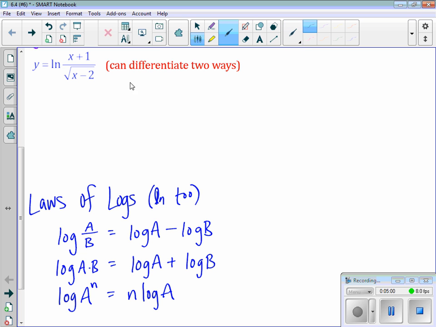So what we can do here, we have natural log of something divided by something. So how can we split that up? Yeah, natural log of the top. And then subtract the natural log of the bottom.